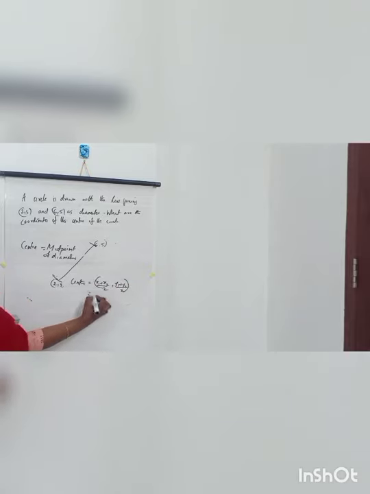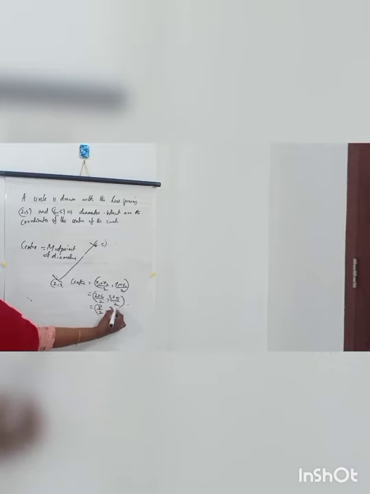We use that formula. x1 is 2 and x2 is 6. 2 plus 6 by 2, 3 plus y1 is 3 and y2 is 5, so 8 by 2, comma 8 by 2. So 4, 4. 8 by 2 is 4. 4, 4 is the center of the circle.